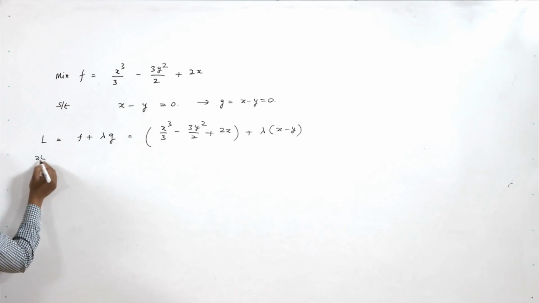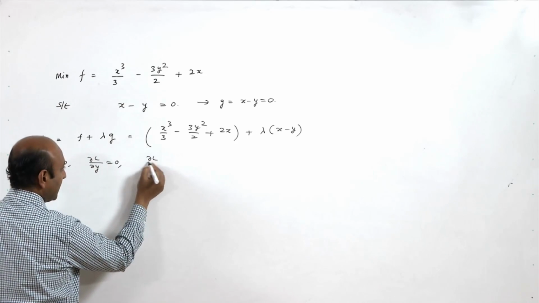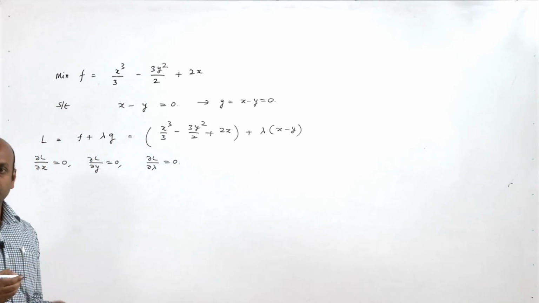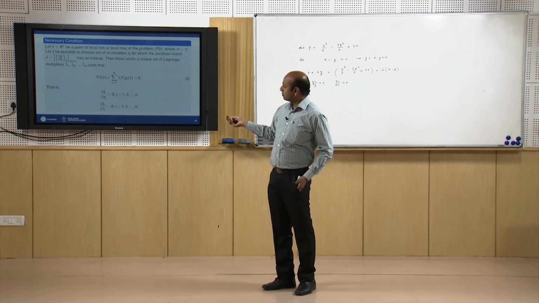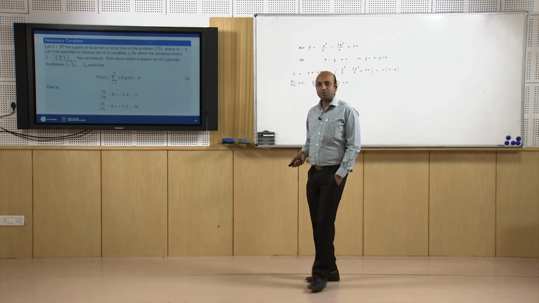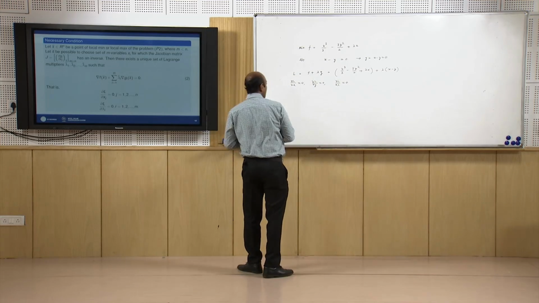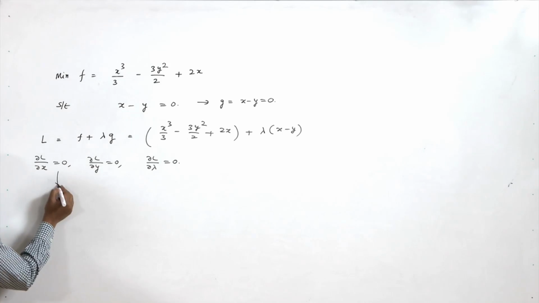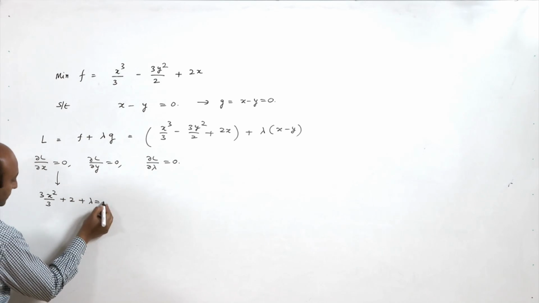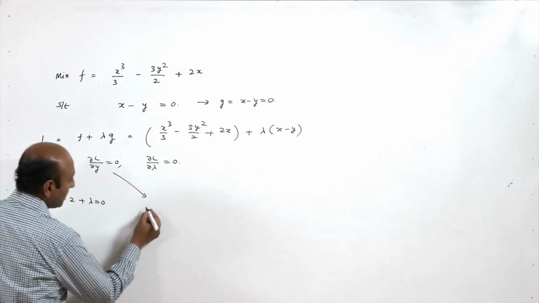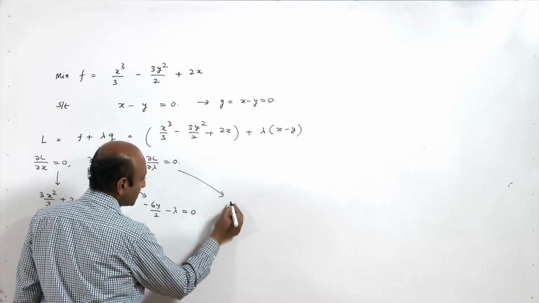Now, we find del L by del x and put it equal to 0, del L by del y and put it equal to 0, and del L by del lambda and put it equal to 0, by the necessary conditions. What are the necessary conditions? We already discussed: del L by del x i should be 0 for all i, and del L by del lambda j should be 0 for all j, which is the same as condition 2. So, what is del L by del x? It is 3x square by 3 plus 2 plus lambda equal to 0. The next condition is minus 6y upon 2 minus lambda equal to 0. And the last condition is x minus y equal to 0.